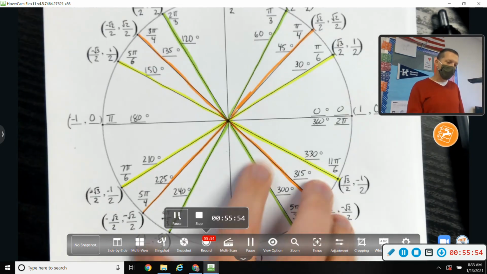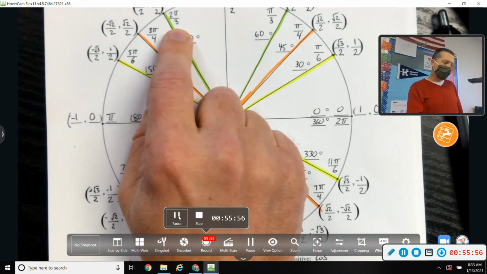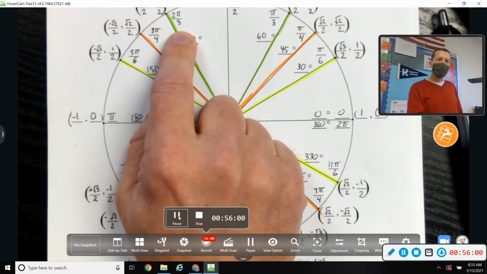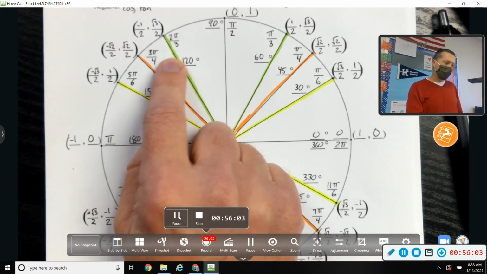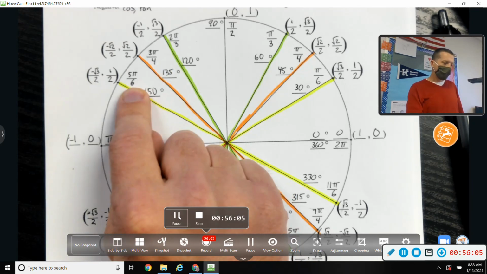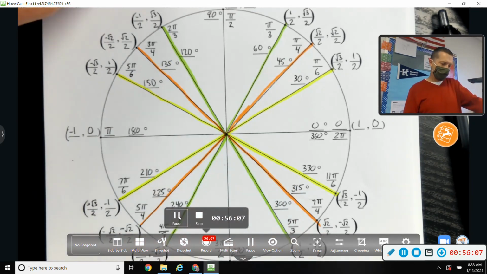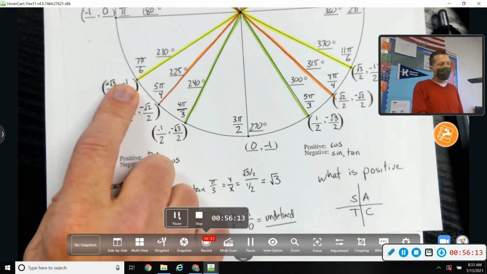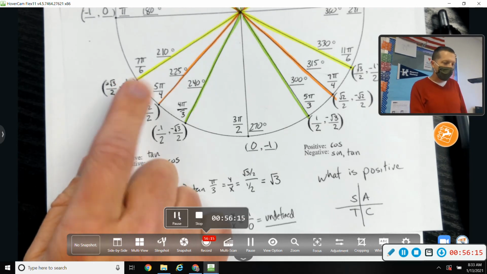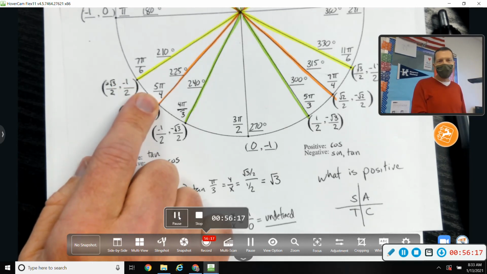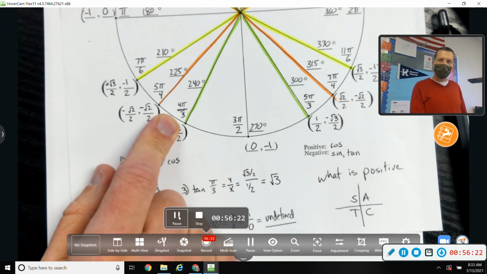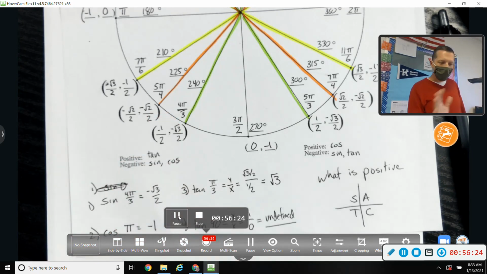You look in quadrant 2, all of those are almost pi, right? 2 over 3 is almost pi. 3 over 4 is almost pi. 5 over 6 is almost pi. You go in the third quadrant, they're all like one notch past pi. 7 over 6 is 1/6 past pi. 5 over 4, 1/4 past pi. 4 over 3, 1/3 past pi. So there's a lot of little goofy things like that going on in the unit circle.